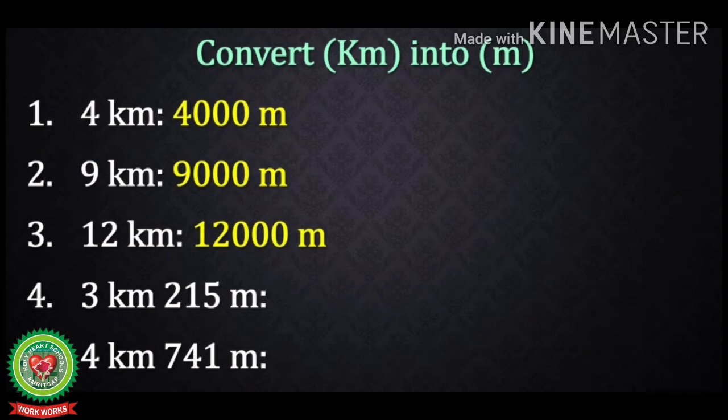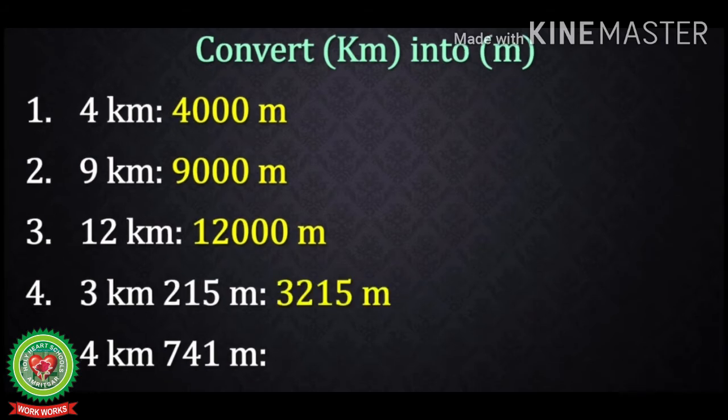Next is 3 kilometers and 215 meters. Now here you have to understand very carefully, children. For 3 kilometers we would be adding 3 zeros with 3. 3 kilometers is equal to 3000 meters. So now 215 meters is already given. So instead of using those 3 zeros, we will use these 3 digits. So the answer will be 3215 meters, like this.